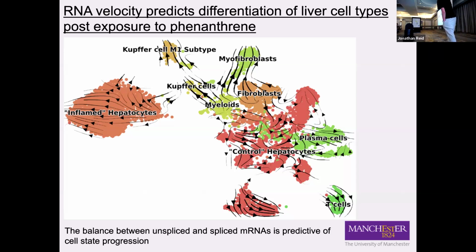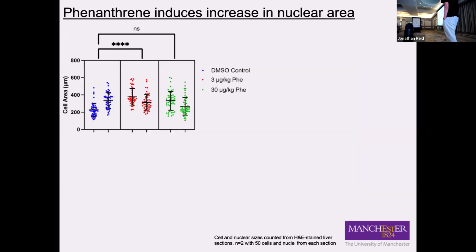So for example, this is, I think, the same cluster from before. We're seeing differentiation of the resident macrophages into this unique subtype of cells. And the thickness and length of the arrows denotes the speed of differentiation. So lots more to dig into here, but interesting.